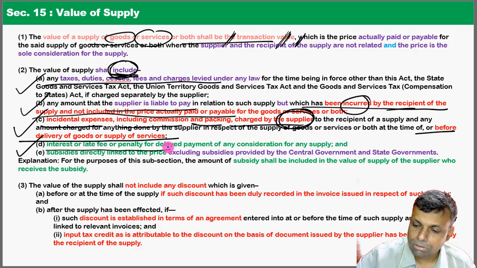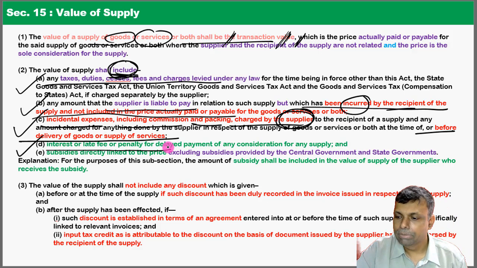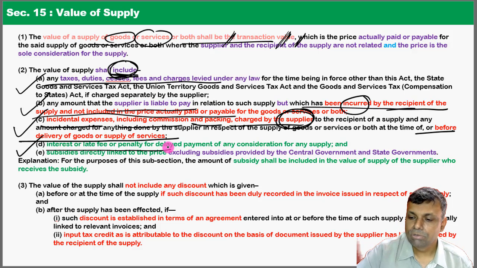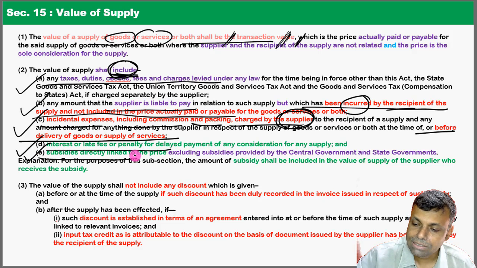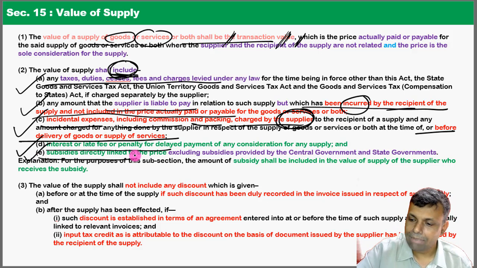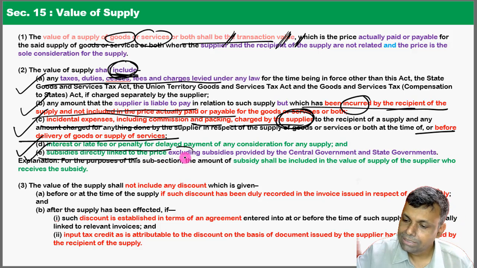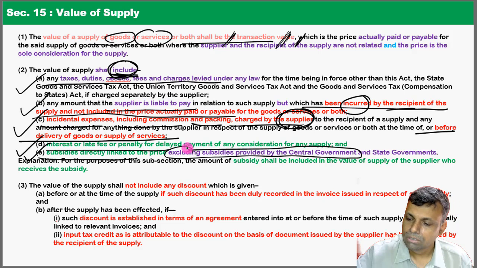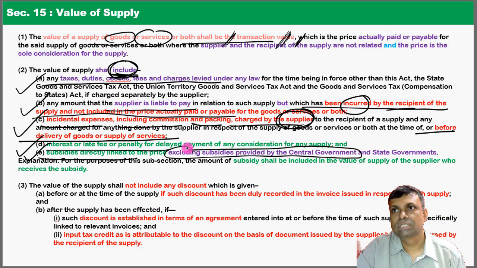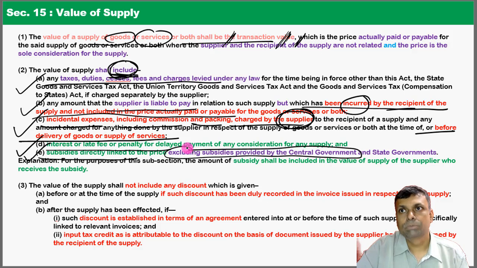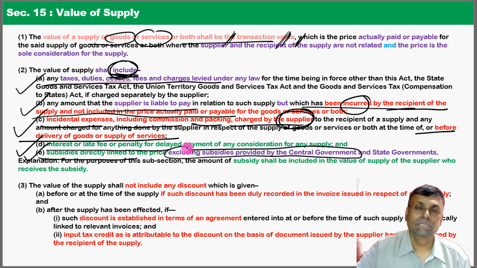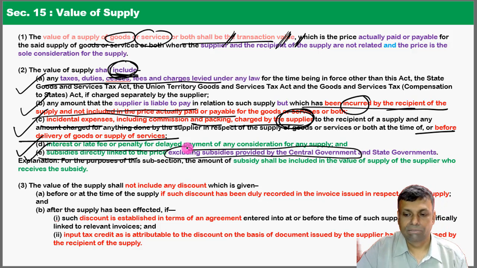Any interest or late fees payable for late payments, this is one of the very valuable things. Basically, it is a finance transaction, but any interest or late fees will be included in the value. Any subsidies will also be included in the value, excluding the subsidies received from the government. So in other words, supposing you are selling your product for 2 lakh rupees, but you are getting 3 lakh rupees as a subsidy on the other hand, the value of the supply is going to include the subsidy value, as simple as that.